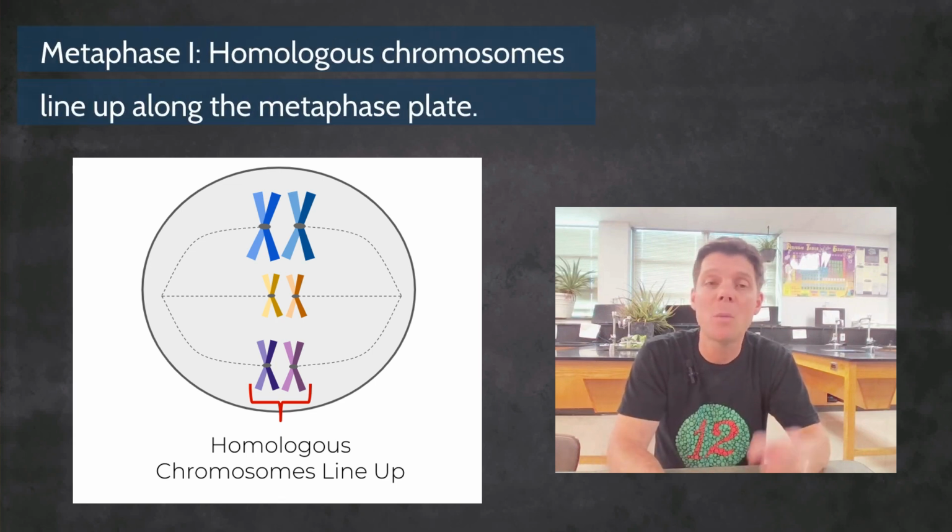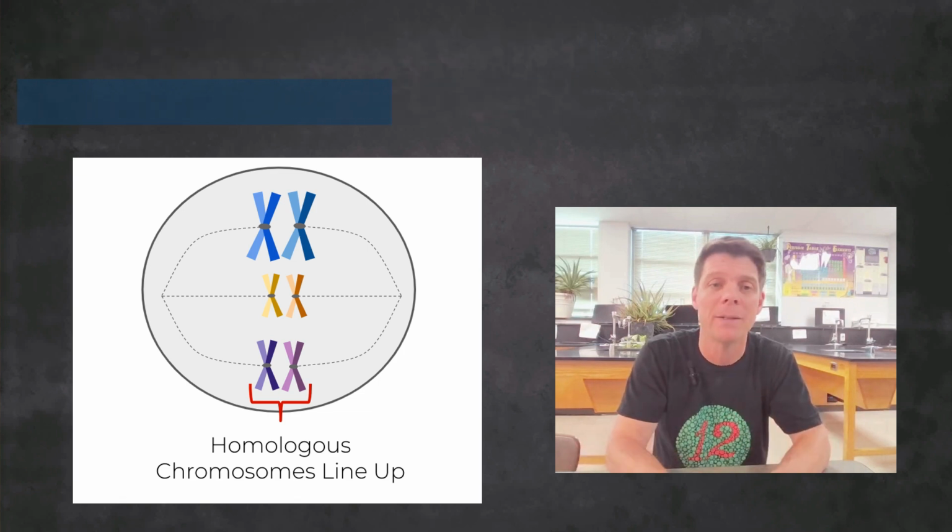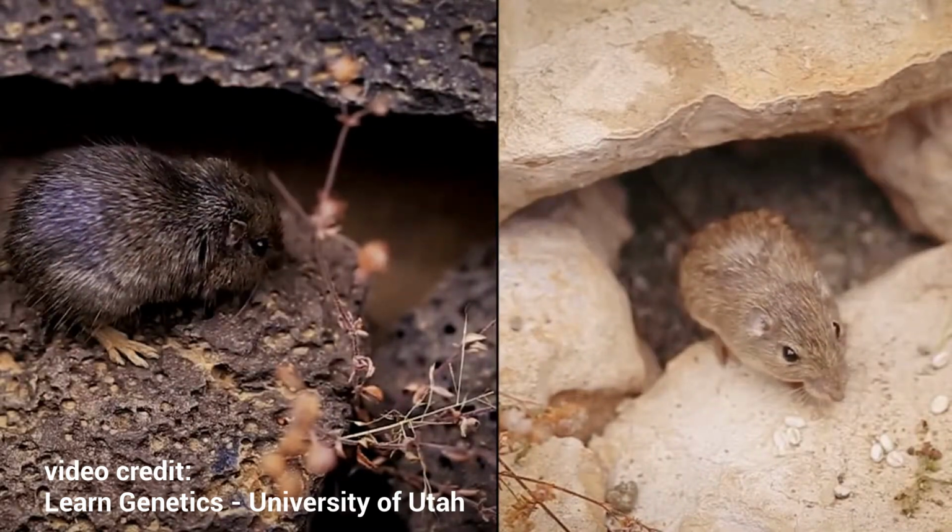Next up is metaphase 1. Homologous pairs of chromosomes are guided by spindle fibers to line up at the center of the cell along the metaphase plate. This arrangement is important because it sets the stage for independent assortment, a source of the genetic variation that's so important to natural selection.